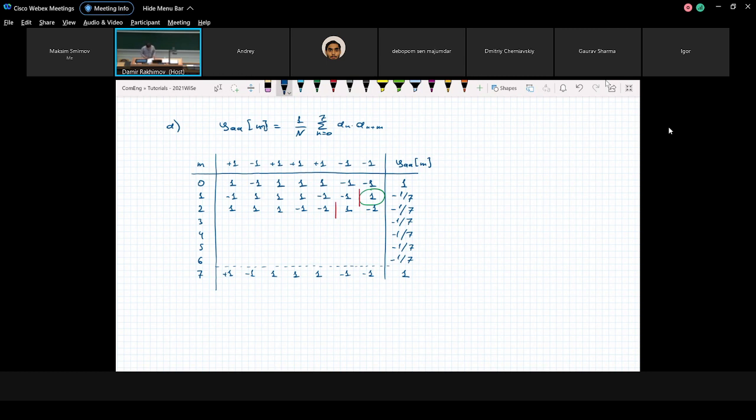Okay, let's see what we need to actually find. Determine the discrete time autocorrelation function of the periodic sequence. Okay, we already have it. Now we can plot it.